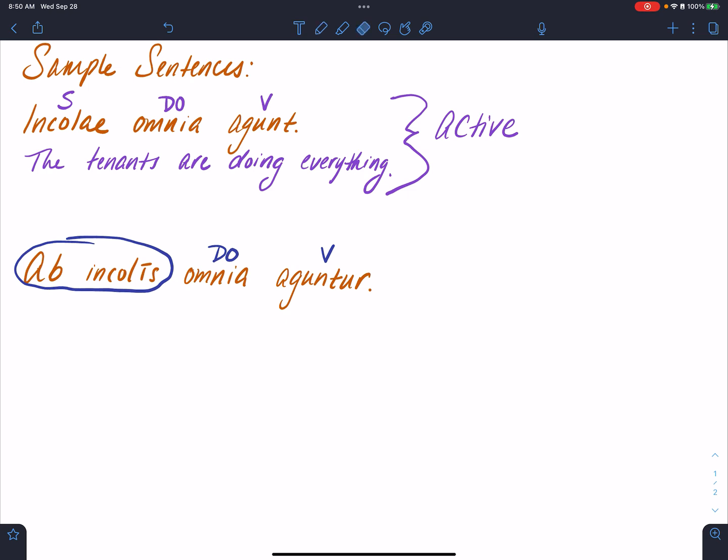Actually, I'm sorry, forgive me. This is the subject. Okay, so omnia, we're still going to translate it substantively. Everything is being done by whom, Thomas? Good.